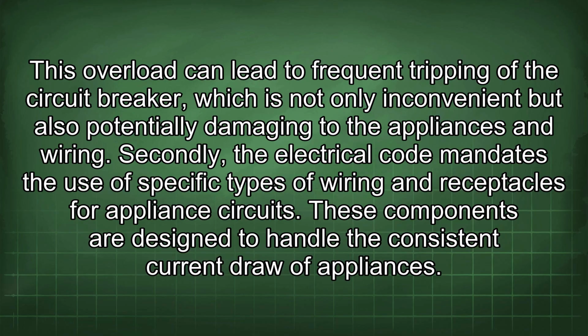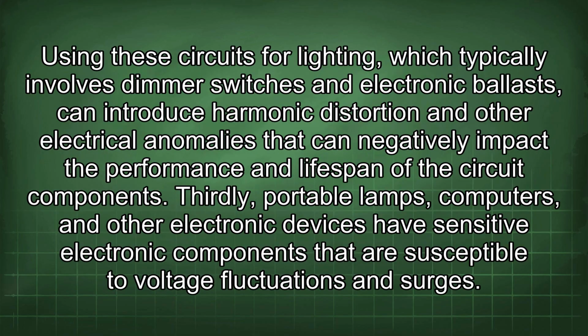Secondly, the electrical code mandates the use of specific types of wiring and receptacles for appliance circuits. These components are designed to handle the consistent current draw of appliances. Using these circuits for lighting, which typically involves dimmer switches and electronic ballasts, can introduce harmonic distortion and other electrical anomalies that can negatively impact the performance and lifespan of the circuit components.